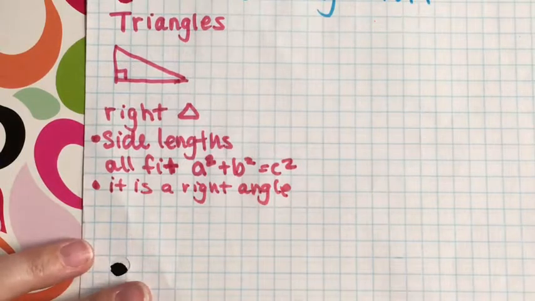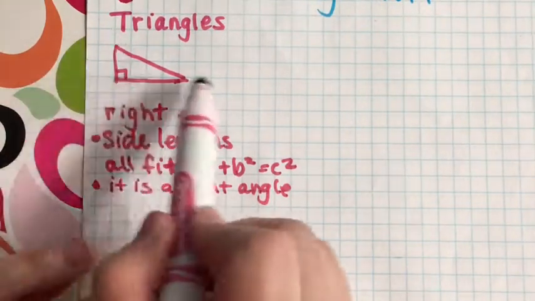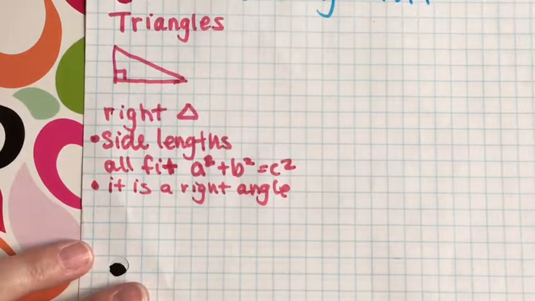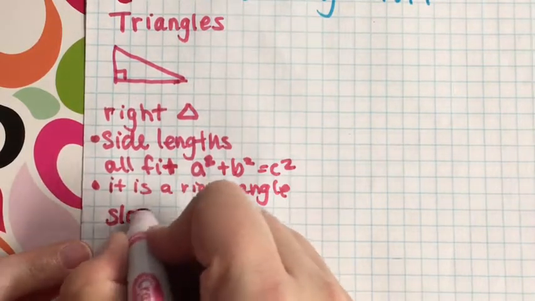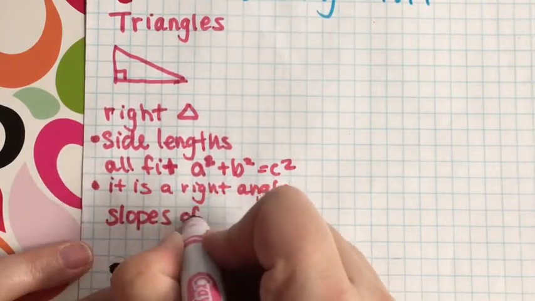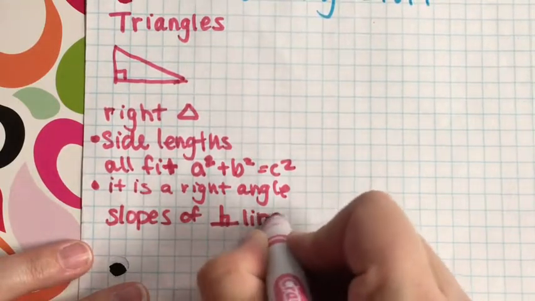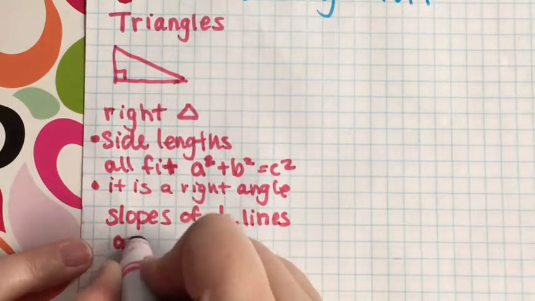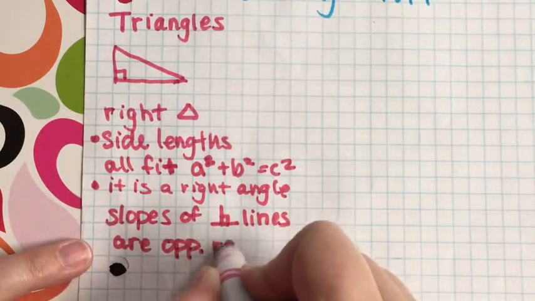And one way that's really easy to tell is if one of them is on a vertical line and one of them is a horizontal line. But if it was at a funky angle, then this is what you need to know. The slopes of perpendicular lines are opposite reciprocals.